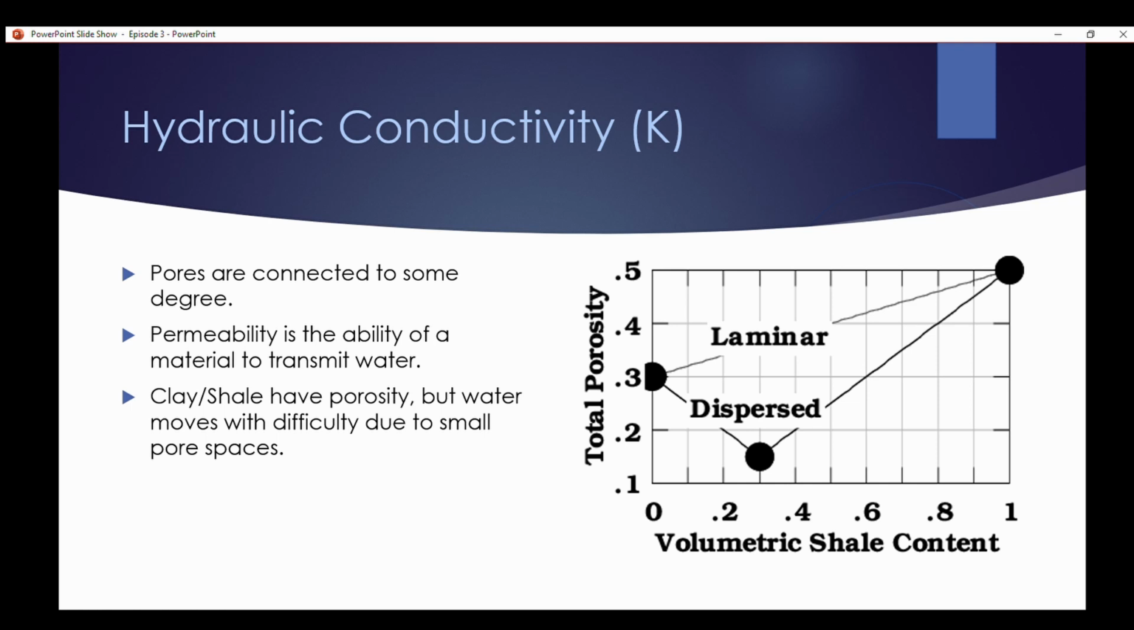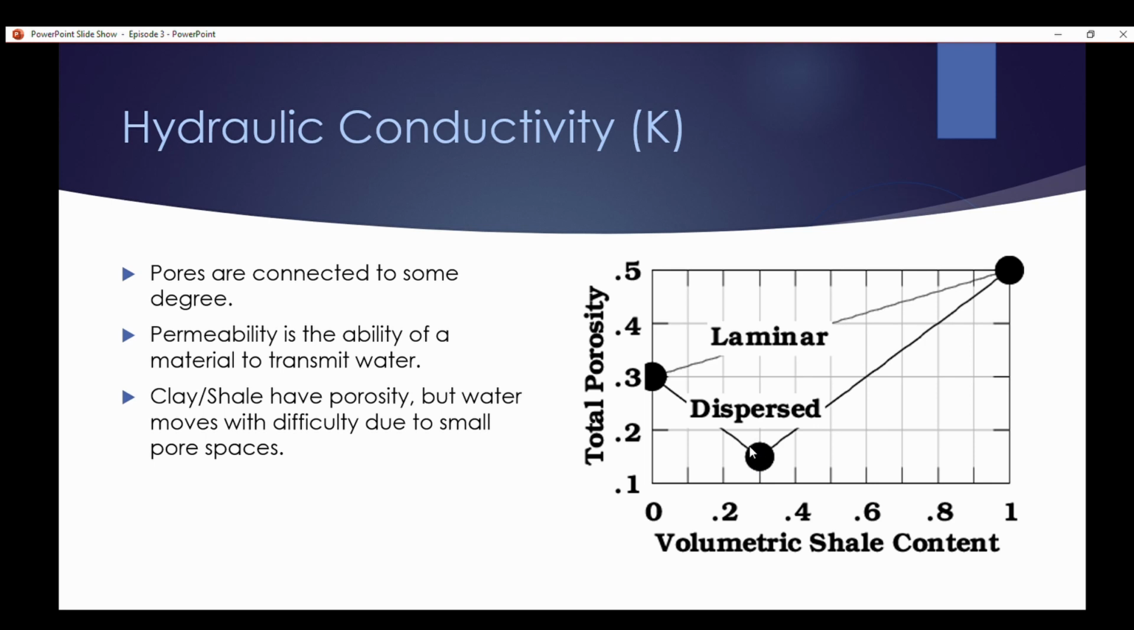So I like this chart. It kind of shows you the total porosity as the y-axis, and as the x-axis, the volume of shale. Laminar is basically unidirectional flow, and dispersed is basically both types, vertical and horizontal flow. So in a shale, you'll have more porosity as you add more shale content, which makes sense. Yeah, that's basically what that means. And dispersed, you'll have a lot less porosity at this point.